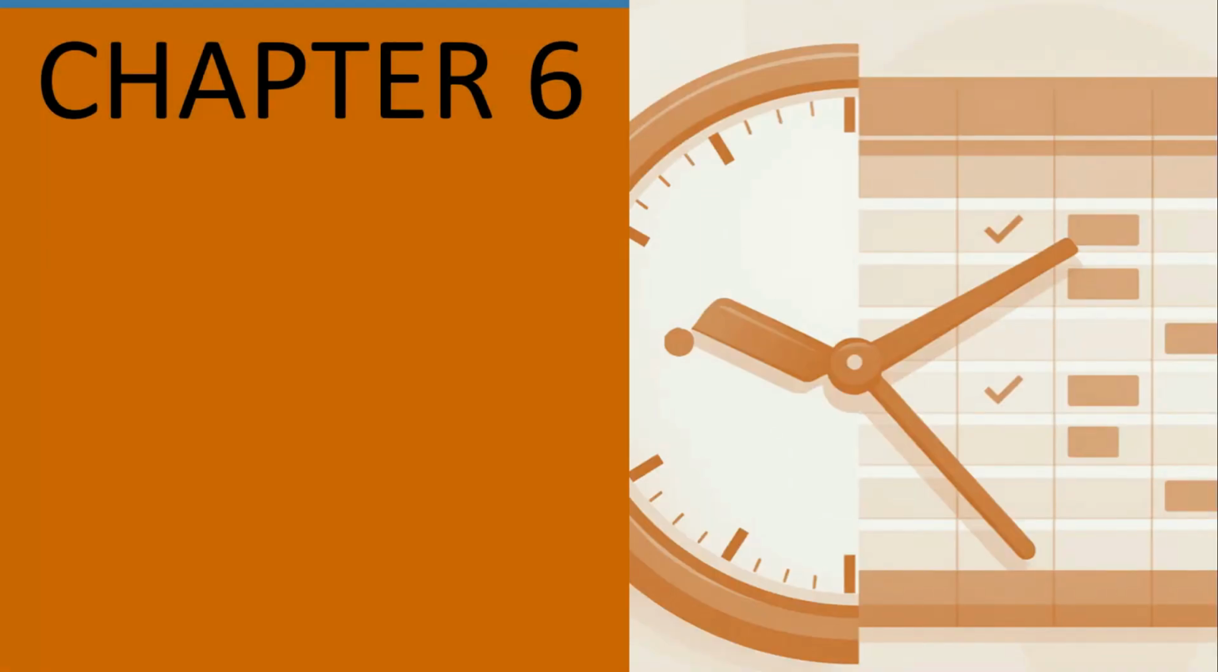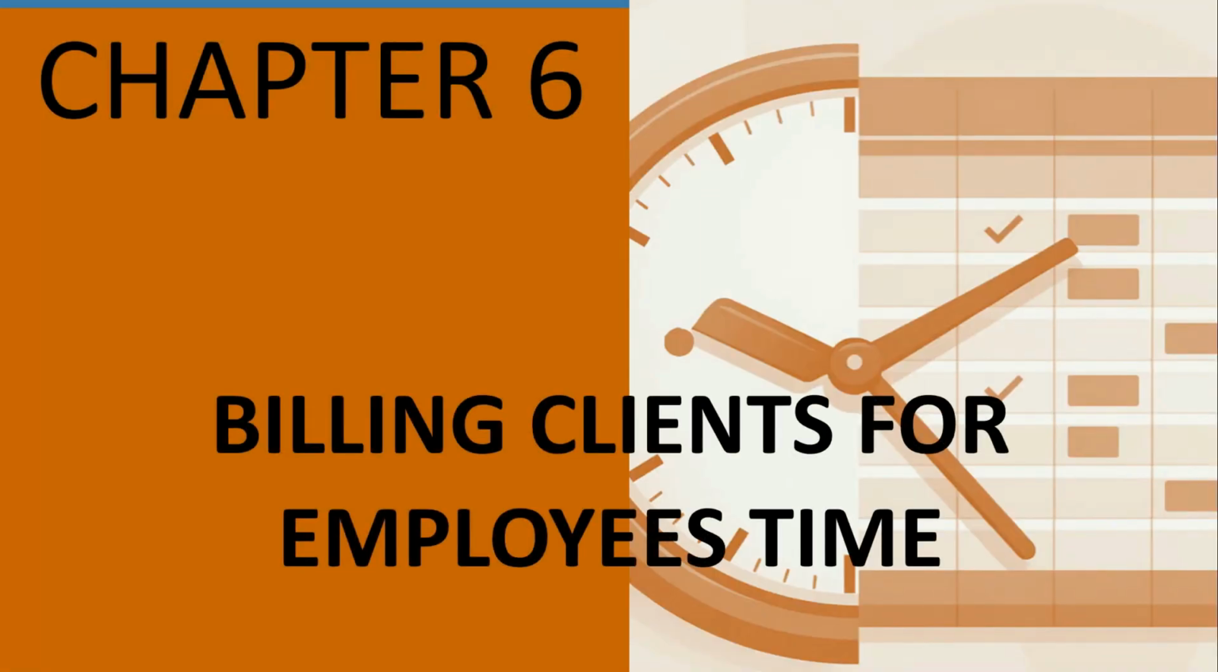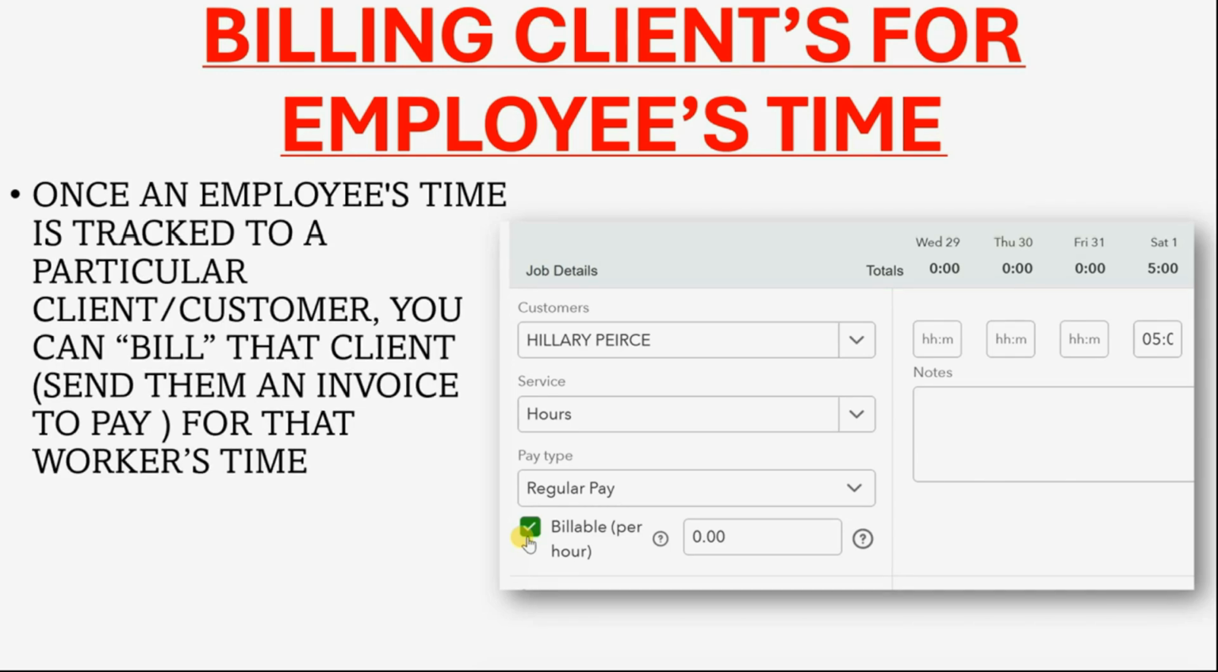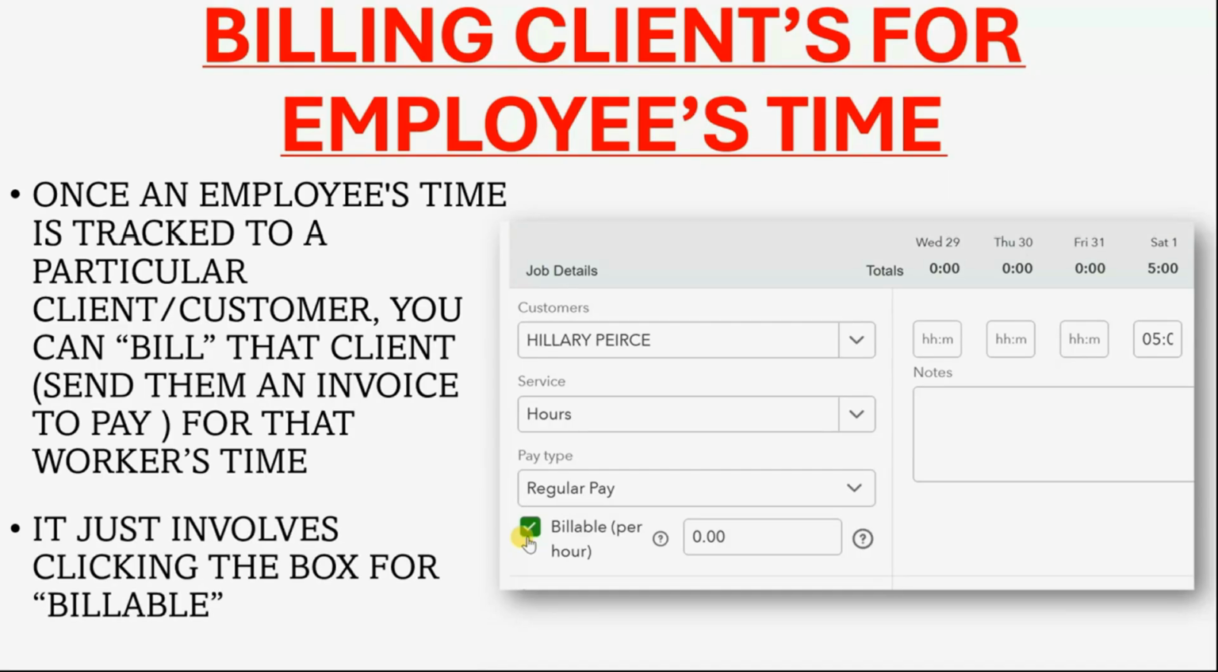Chapter 6, Billing Clients for Employees' Time. Once an employee's time is tracked to a particular client or customer, you can then bill that client, which means send them an invoice to pay for that particular worker's time and the service that they gave you.